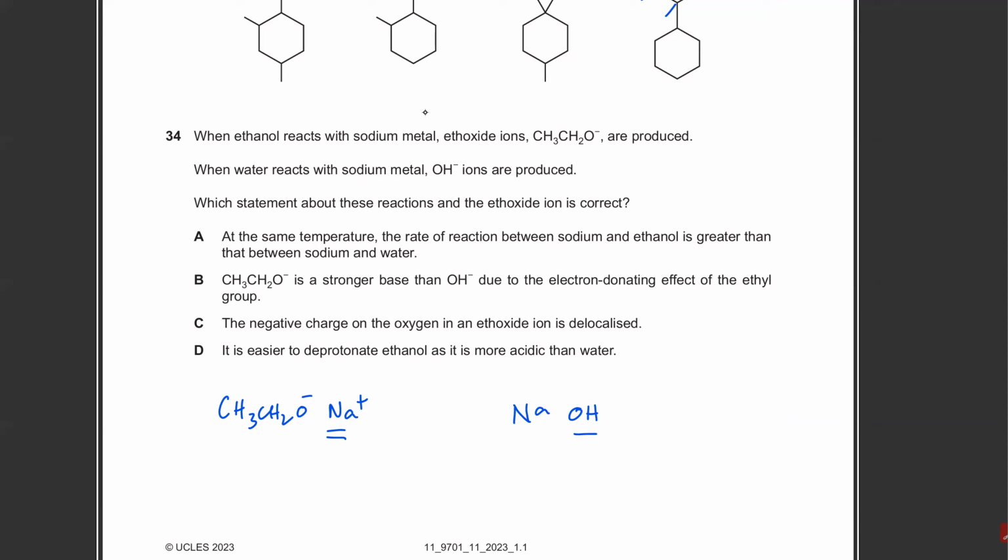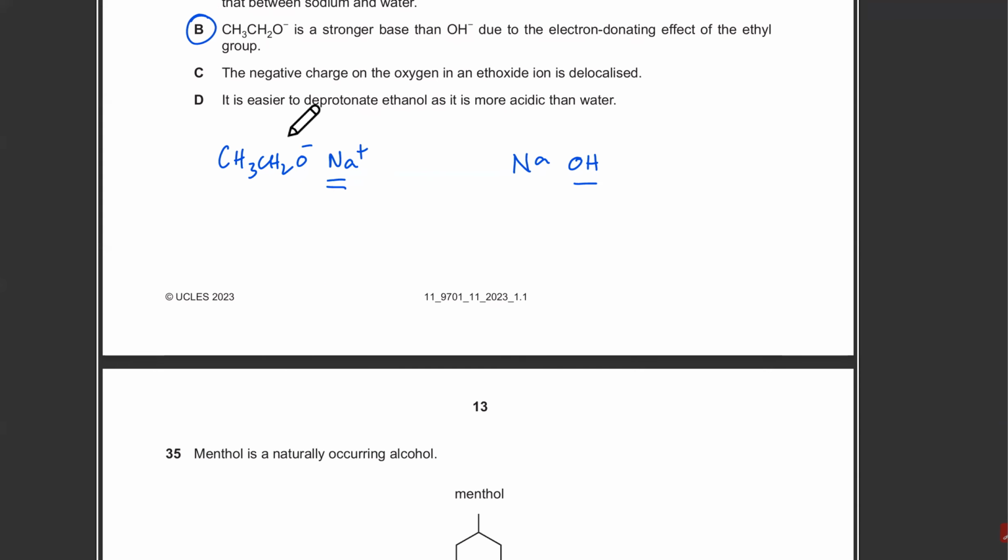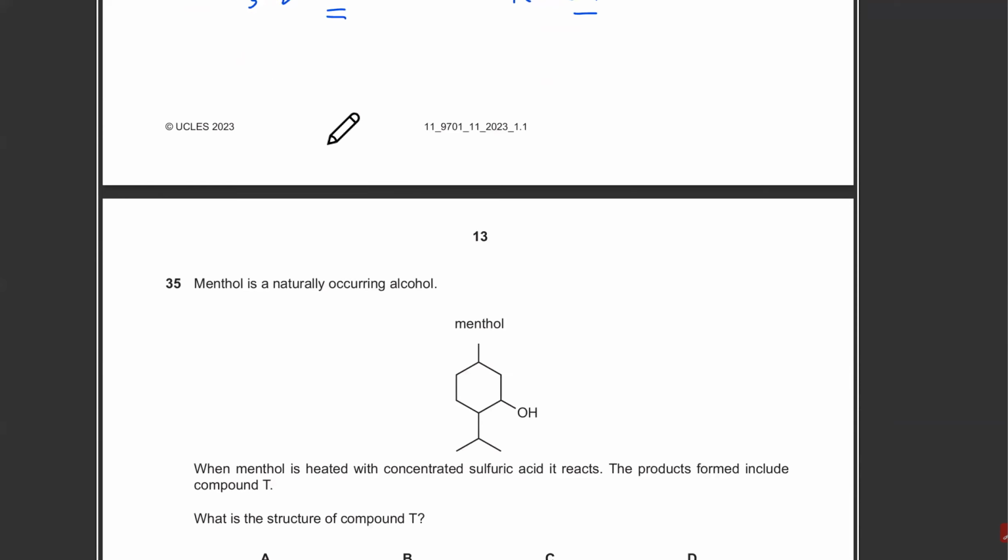So which statement about these reactions is correct? Ethanol has alkyl groups, so that will stabilize it, so it will be a stronger base. I think it's B. Ethoxide is a stronger base than OH ion due to the electron-donating effect of the ethyl group. That is true, so it is a stronger base. Alcohols don't really react with sodium metal that much.